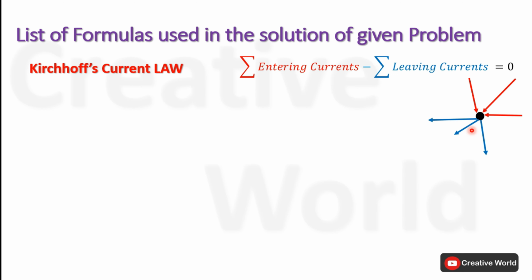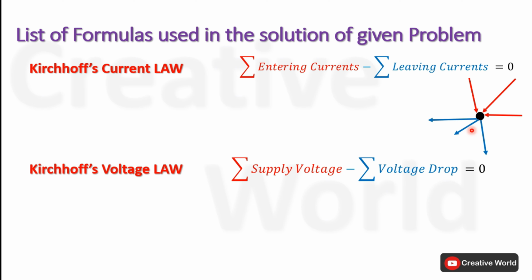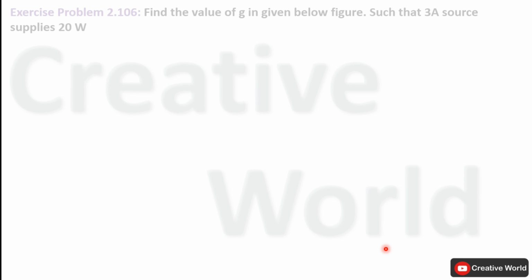We also will be using Kirchhoff's voltage law. According to this law, a cumulative supplied and dropped voltage across circuit elements in a closed loop is always equal to 0. Ohm's law will also be utilized while solving this problem. According to this law, voltage across any resistance R is the product of current through it and the value of resistance itself. Now move towards the problem.